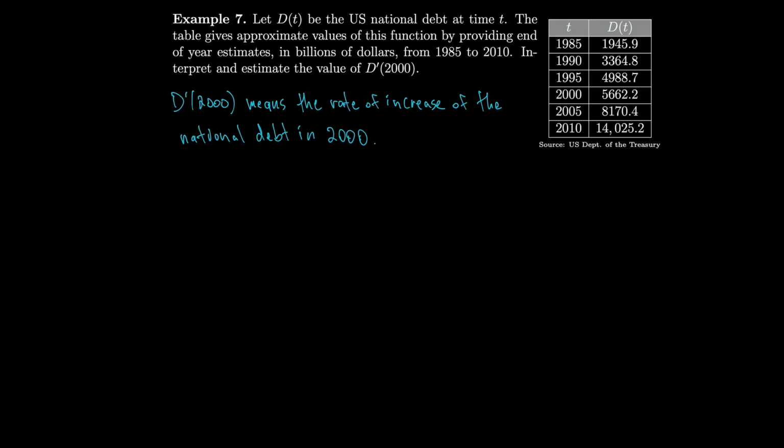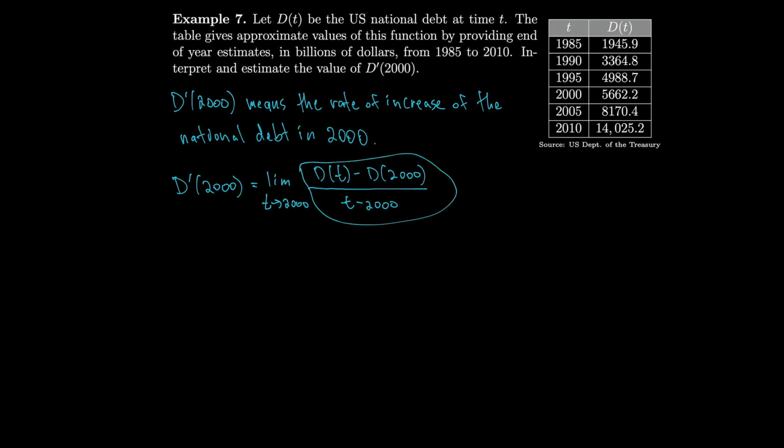Okay, let's estimate D prime of 2000 now. D prime of 2000 is equal to the limit as t goes to 2000 of our slope of our secant line, D of t minus D of 2000 over t minus 2000. Remember, that's the average rate of change. Just this part is the average rate of change. And then when we take the limit, we get the instantaneous rate of change, or the rate of change. So in order to estimate the rate of change, we'll use the average rate of change.